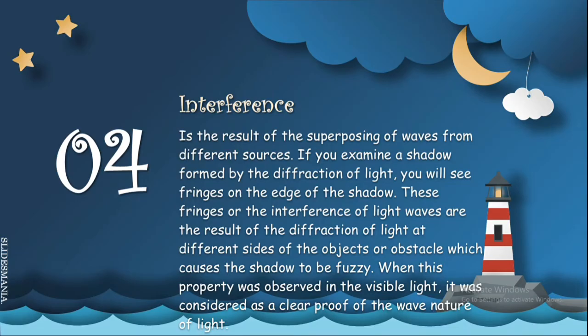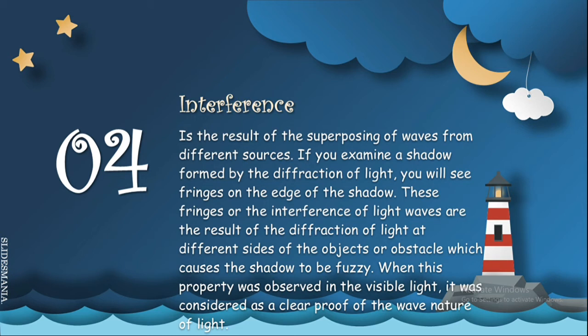Interference is the result of the superposing of waves from different sources. If you examine a shadow formed by the diffraction of light, you will see fringes on the edge of the shadow. These fringes, or the interference of light waves, are the result of the diffraction of light at the different sides of the object or obstacle, which causes the shadow to be fuzzy.